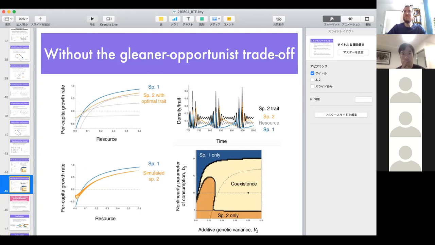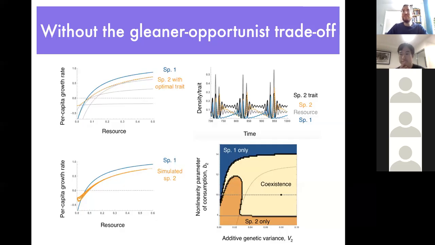Thanks, Masato, for a very interesting talk. This is maybe a little bit of a follow-up on what Jonathan asked. It's about this border between coexistence and species two only that you see in the bottom right graph. Is it possible that it has to do with a switch between the impact of a species being more due to either a numerical response in the density versus a response in the individual trait?